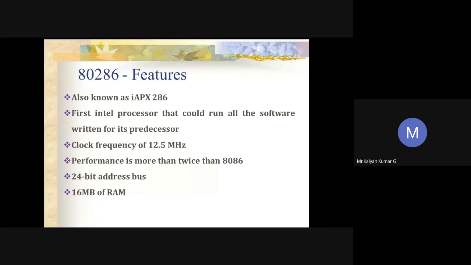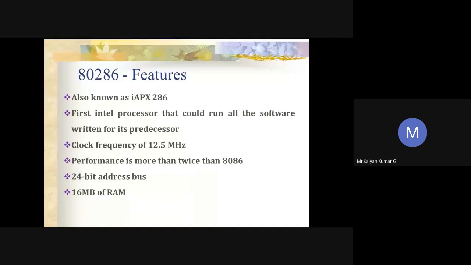Let me summarize quickly. 80186 is an improved version of 8086. Improved in the sense that it can execute instructions faster, or the execution time will be a little faster when compared to 8086. It also has a few more additional instructions compared to 8086.